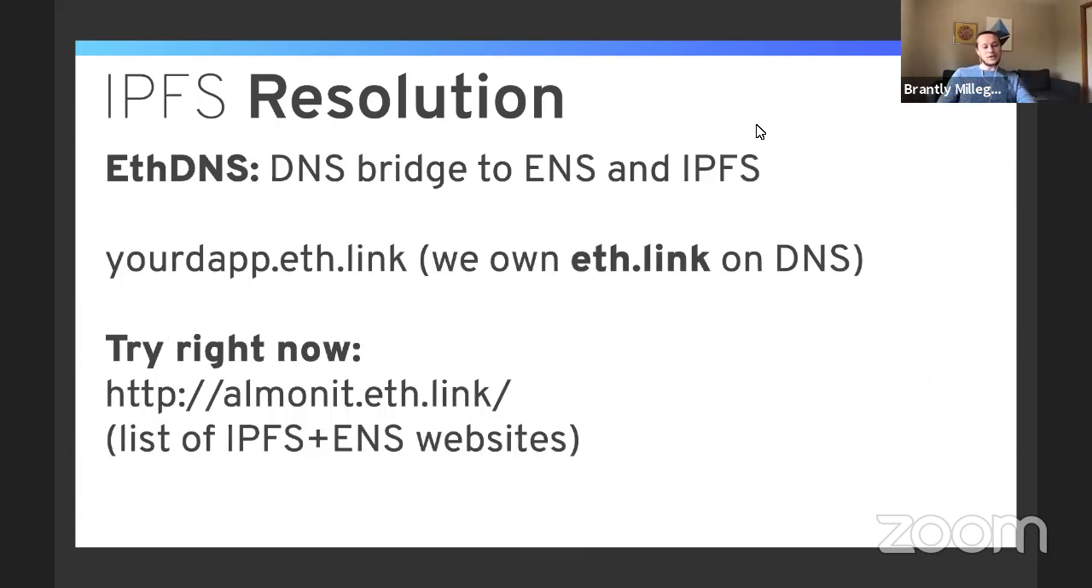Let's say, though, one of your users doesn't have MetaMask or Opera. How can they access it? Well, we run a service called eth.link, which makes it so that if you take a .eth name but add .link to the end, it resolves like a normal website. So let's say almonet.eth, which is a directory of decentralized websites. If you do have MetaMask, you do almonet.eth/, and it'll resolve. But if you don't have that, do almonet.eth.link, and it will resolve like a normal website.